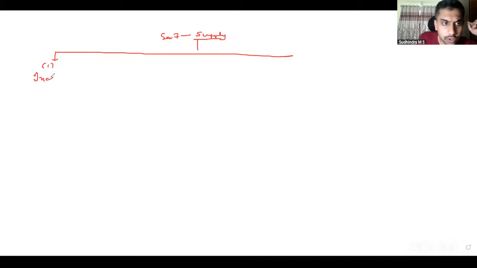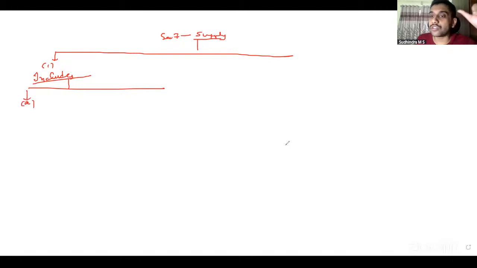Supply includes what? Four arrow marks there. A: supply of goods or services or both, for consideration, in the course or furtherance of business. Perfect. Yes, CB. Supply of goods or services or both for consideration in the course or furtherance of business.